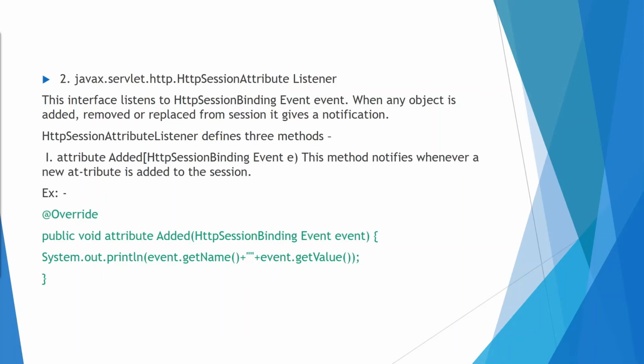Second one is HTTP session attribute listener. This interface listens to the HTTP session attribute event. When any object is added, removed, or replaced from the session, it gives a notification. HTTP session attribute listener defines three methods. First one is attribute added. This method notifies whenever a new attribute is added to the session.